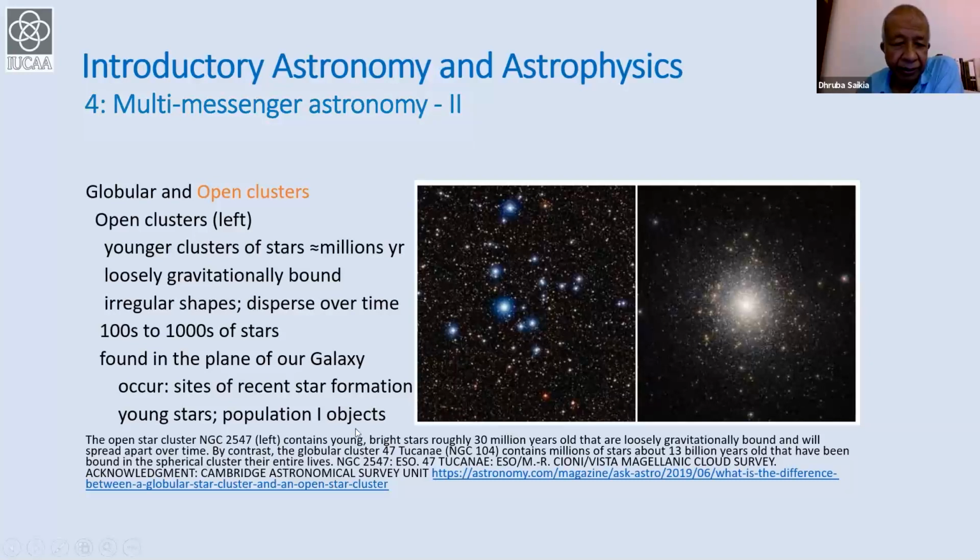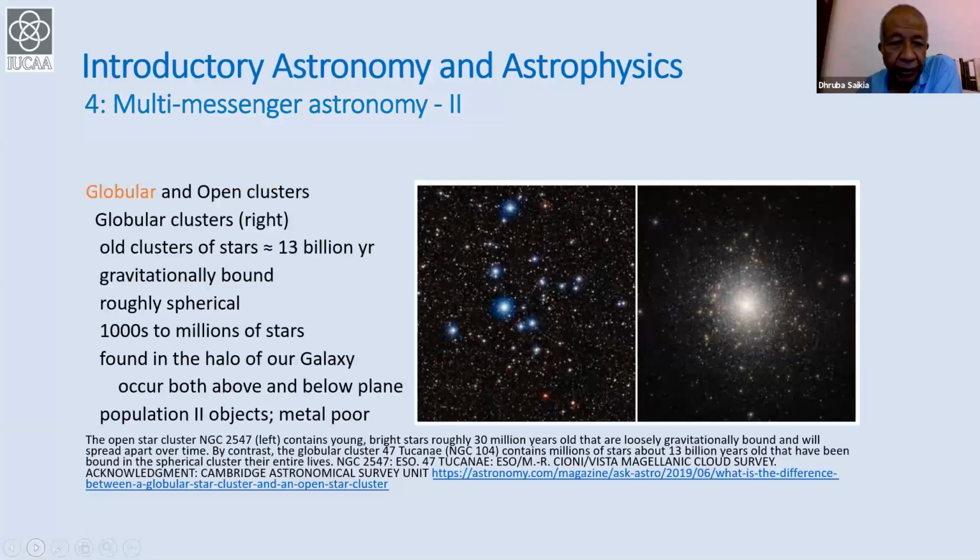Okay, this is just jargon or terminology. Population 1 objects are young objects, and they're largely found in the disk of our galaxy. Now, if I were to look at globular clusters, you can see that visually they also look very different.